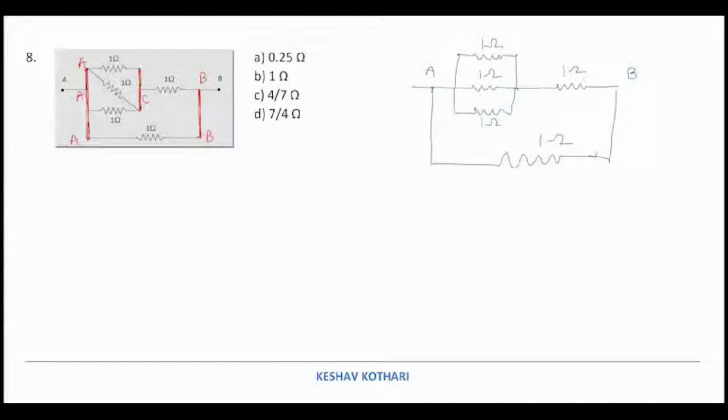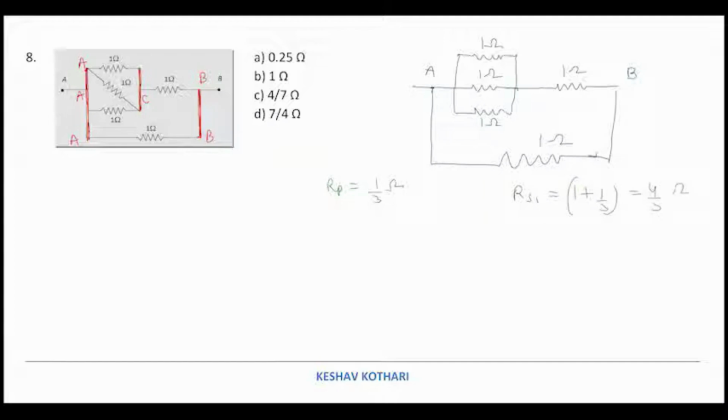So since all are 1, R parallel is going to be 1 by 3 ohm. And this is in series with this segment. So R series 1 is equal to 1 plus 1 by 3, that is equal to 4 by 3 ohm.